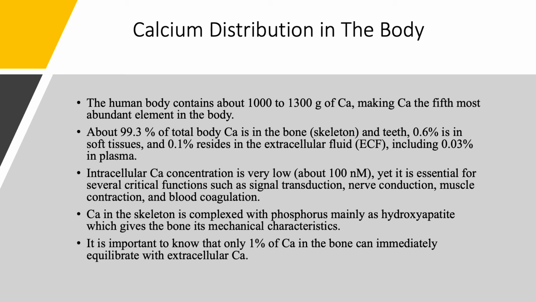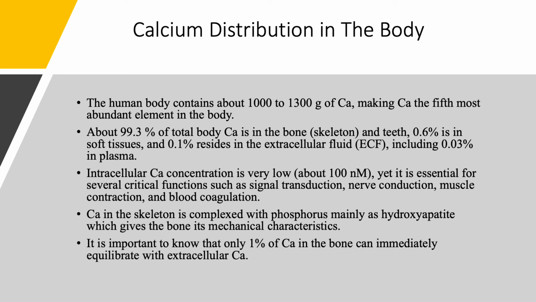So let's discuss calcium distribution in the body. Now, in the body, there's about 1,000 grams, about 1 kilogram of calcium. Okay, so 1,000 to 1,300 grams of calcium are present in the body. So calcium is the 5th most abundant element in the body. Where is calcium? Well, like everyone knows, it's in the skeleton, it's in the bone and teeth. Now, only 0.6% is in the soft tissues. In the extracellular fluid, we have only 0.1%, a really, really tiny amount. And in the plasma, we have 0.03%.